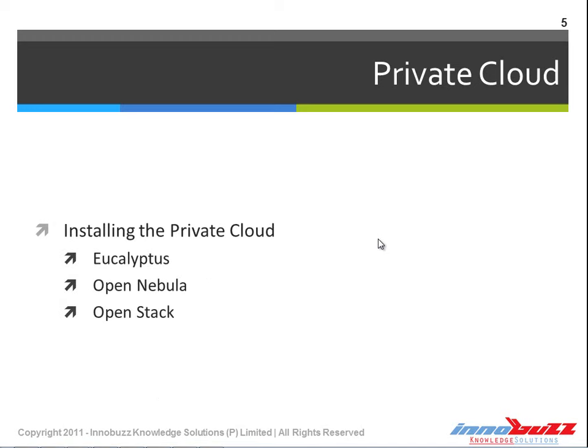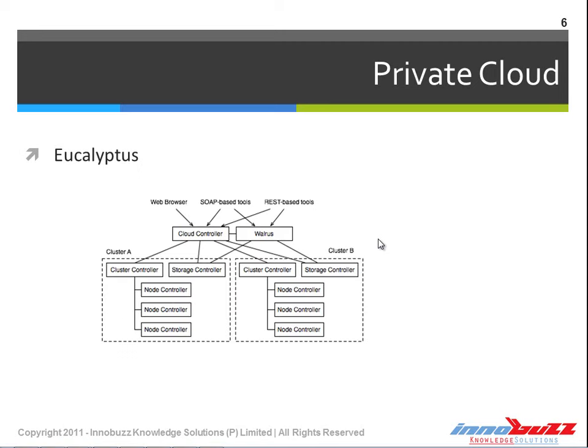Now let's check out the different private clouds available in the market. We have Eucalyptus, OpenNebula, and OpenStack. Let's check what Eucalyptus is. Eucalyptus is a form of private cloud which can be installed on top of a CentOS based operating system or a Debian based Ubuntu operating system, and it works as the figure indicates.